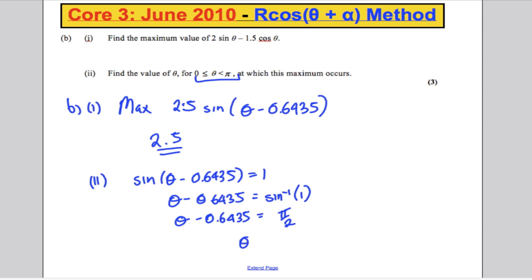So therefore theta must be pi by 2 plus 0.6435. And you get for that equals 2.214 to 4 decimal places, that many radians.